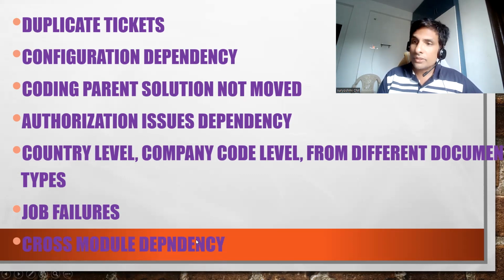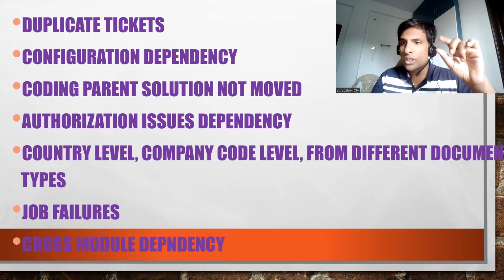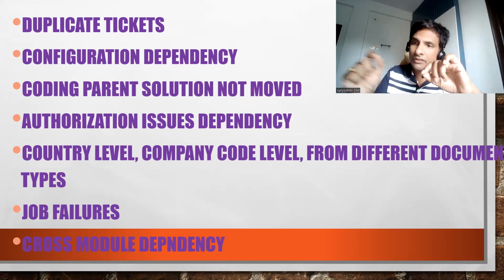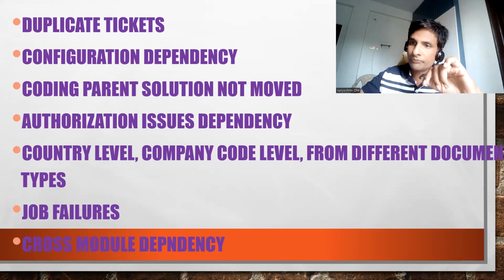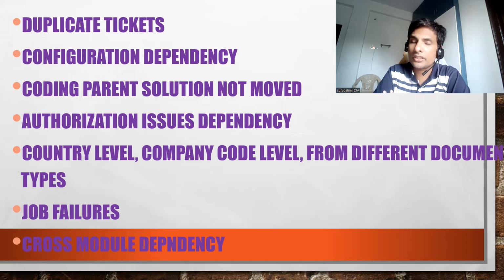See, cross module dependency, in certain cases, like one GL account determination is supposed to be missed. That's why your billing document failed. Actually, the GL account is missing. The GL account needs to be created. So on the parent ticket, you will create a child ticket for the finance person. That person will create the GL account and close the child ticket. Then you will do your VKOA account determination. Then you will close the parent ticket like that.